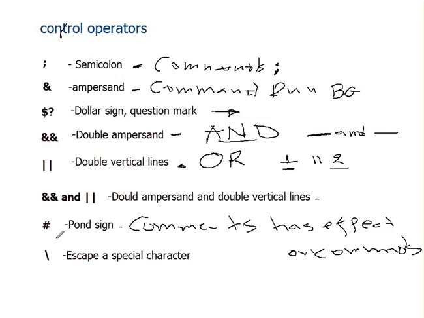And we talked also about the pound sign, which is used for comments in Linux, and we learned that we can execute commands even if we have the pound sign after them. There is no effect of the pound sign on commands if it comes after the command. And last but not least are the escape special characters. You can use the backslash to escape some characters in the shell.